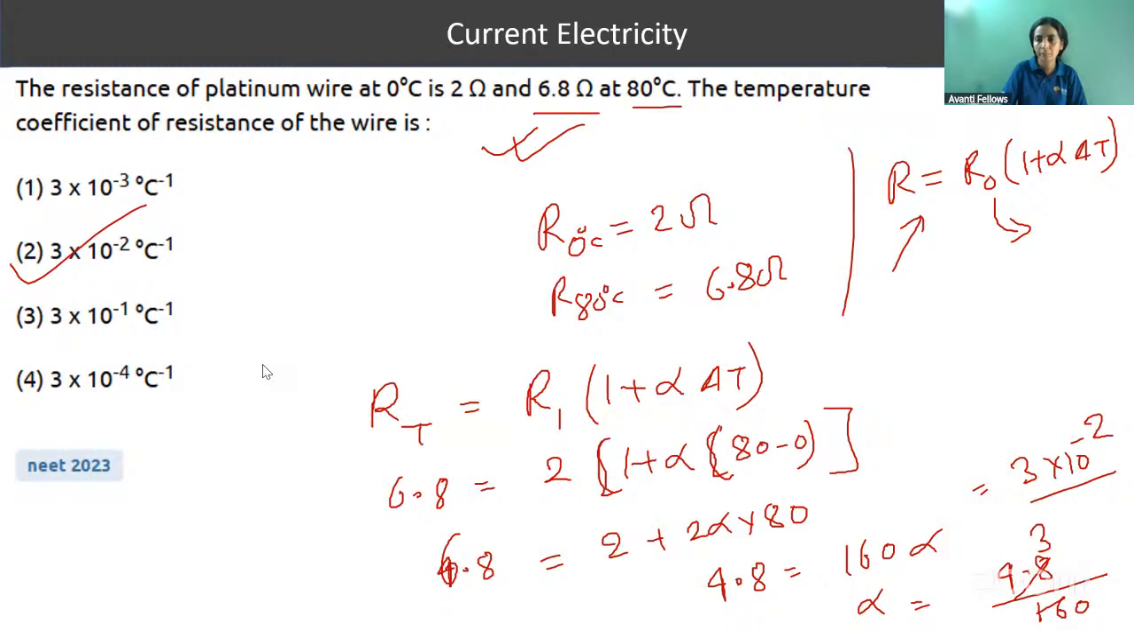Is it clear, everyone? Clear to everybody, or is anyone having any doubt? If yes, let me know. Anybody have a doubt? Nobody? Okay, if you have a doubt, tell me.